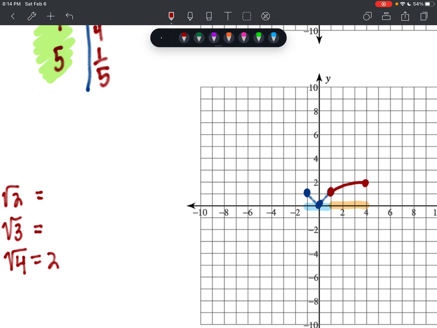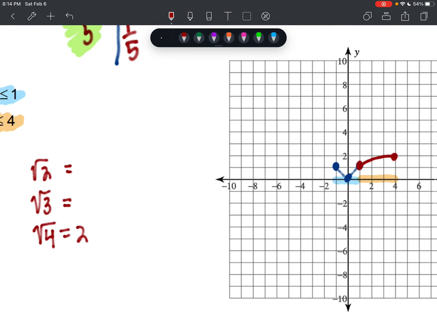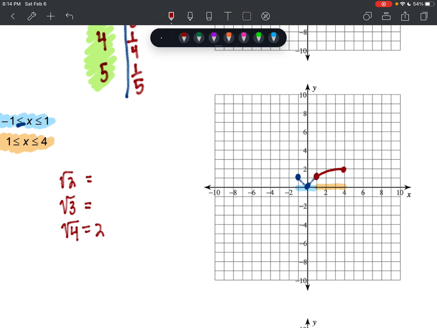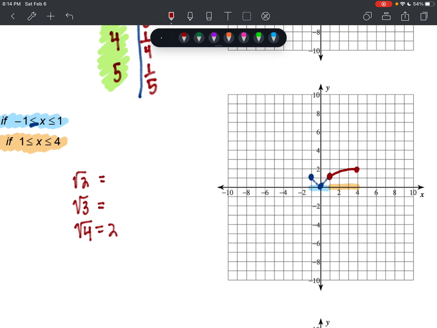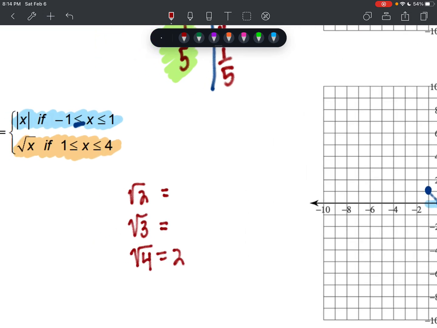And that also is a function because it's going to pass the vertical line test. But it doesn't continue to the left forever, and it doesn't continue to the right forever. It's got endpoints, and that's because of the way our domain was written.